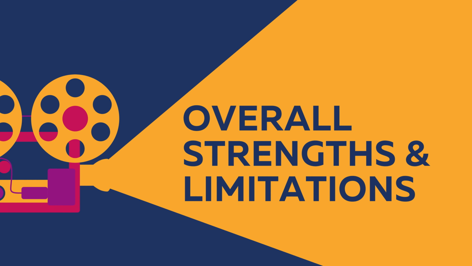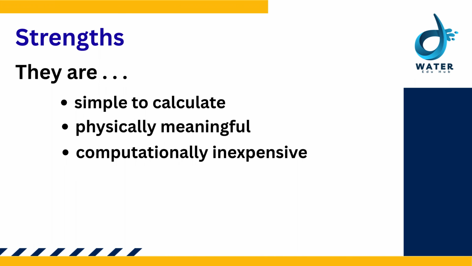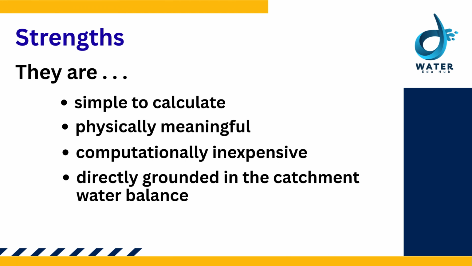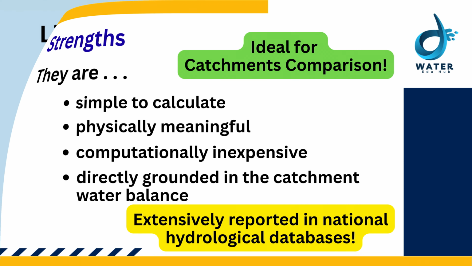Overall, magnitude-based signatures offer several important advantages. They are simple to calculate, physically meaningful, computationally inexpensive, and directly grounded in the catchment water balance. They have also been reported extensively in national hydrological databases, making them ideal for comparing catchments across regions.